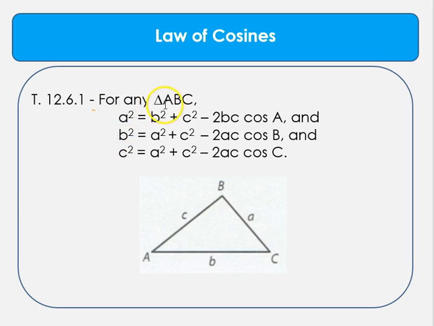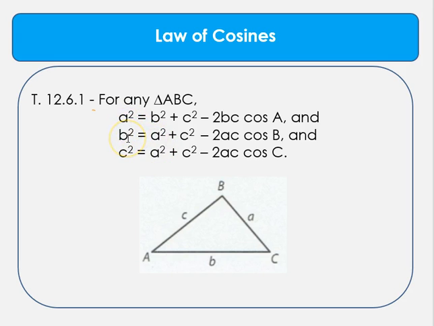So, for any triangle ABC, so here's our standard triangle, a squared equals b squared plus c squared minus 2bc cosine A. And as we did in a couple of previous lessons, we can actually derive two other laws just by rearranging some of the sides.